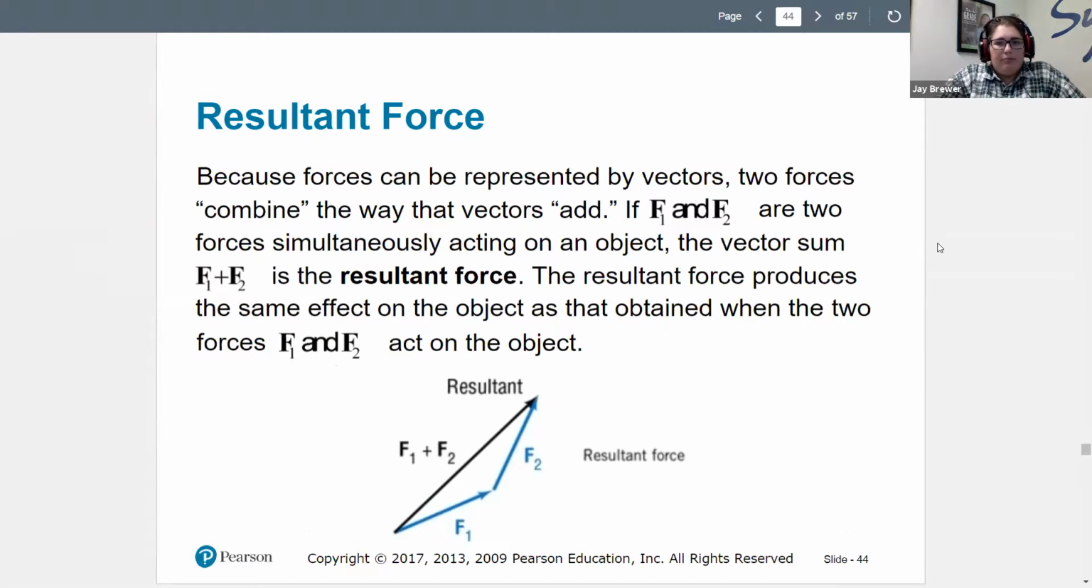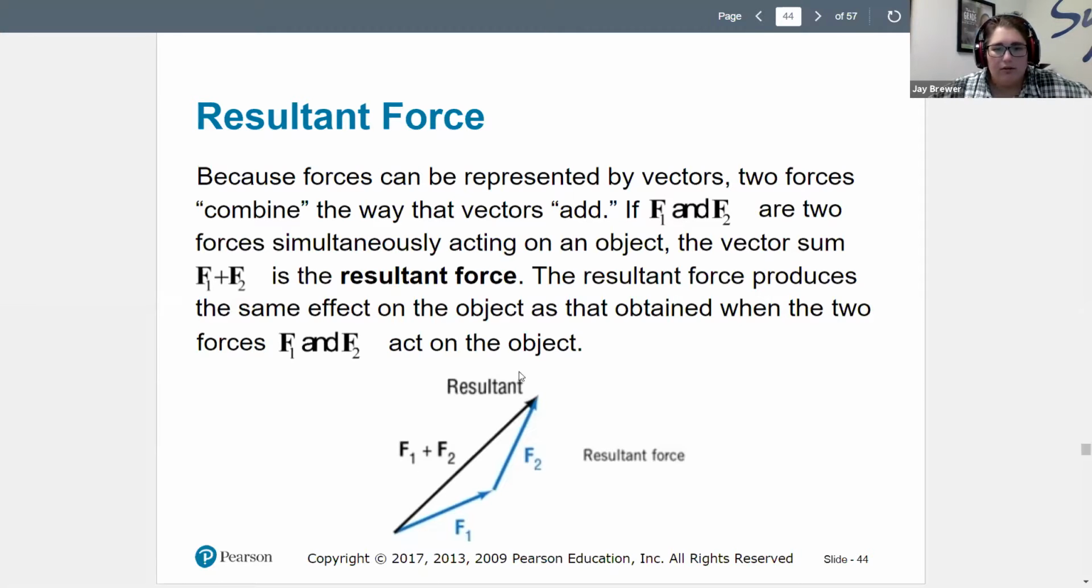Resultant force. Because forces can be represented by vectors, 2 forces combine the way that the vectors add. If force 1 and force 2 are two forces simultaneously acting on an object, the vector sum is the resultant force. The resultant force produces the same effect on the object that is obtained when the two forces F1 and F2 act on the object.